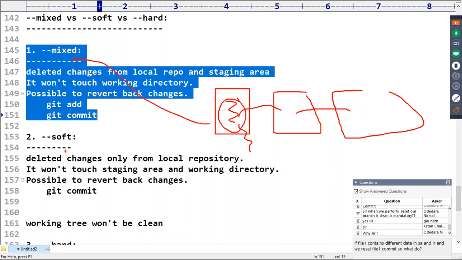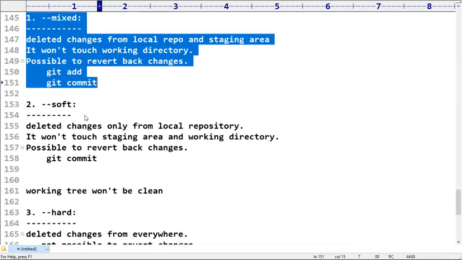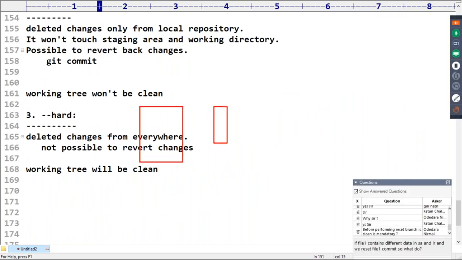If it is soft, what will happen is the staging area and working directory contain some changes. Of course, these changes are already added to the staging area. Now you have to perform commit. So the working tree is not clean. But if I use hard reset, changes won't be there anywhere. Removed here, removed here, removed here. Then obviously the working tree will become clean.